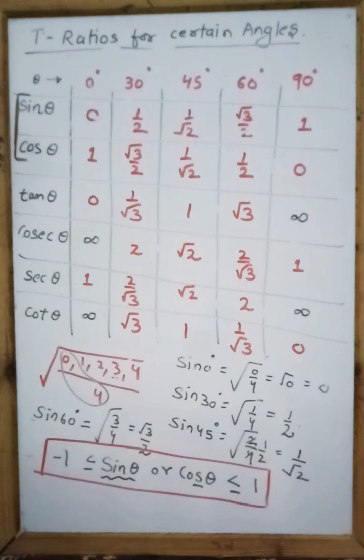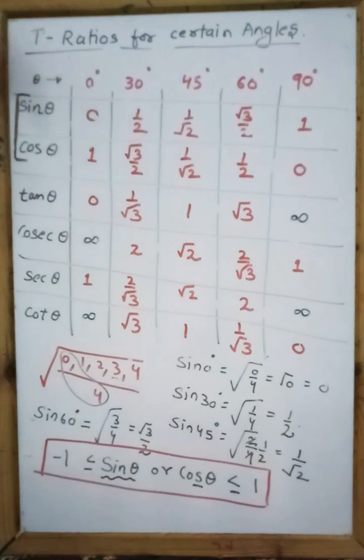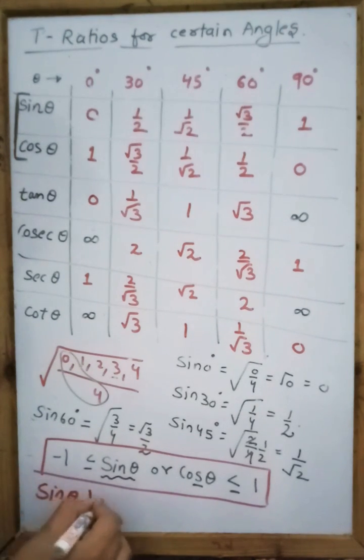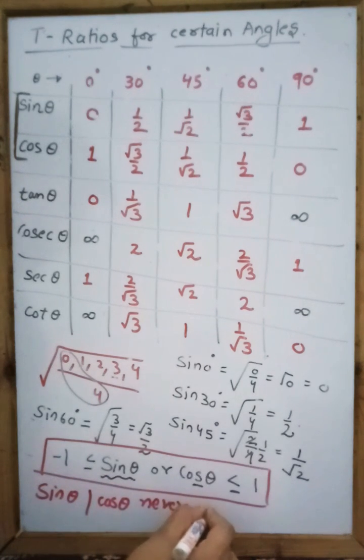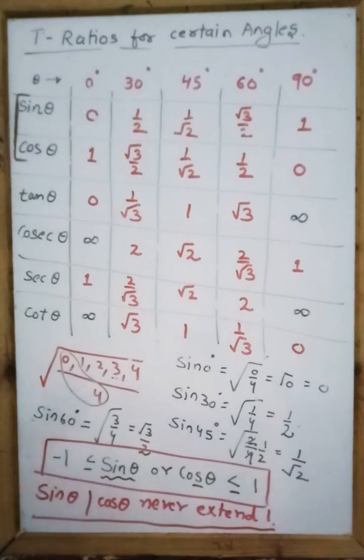You can just see clearly. Here we are not having negative values. You will learn about when sine will attain a value of -1/2 or -1 by root 2. That you will do in class 11th. In this class right now, do remember that sine and cosine can never exceed 1. So sine theta or cos theta never exceed 1. Do remember this thing.